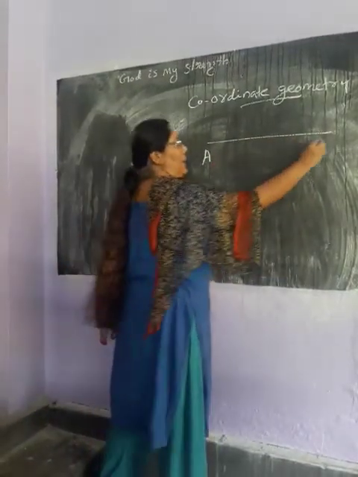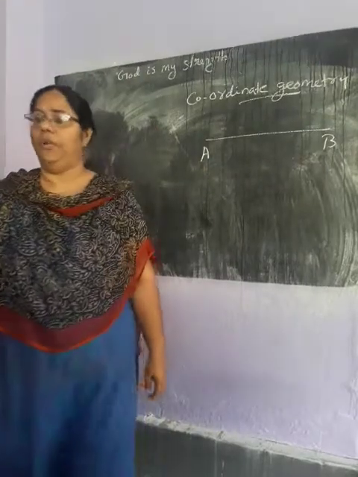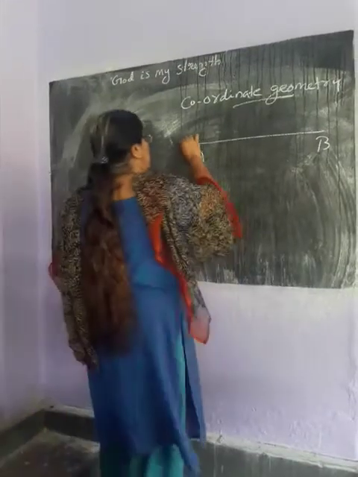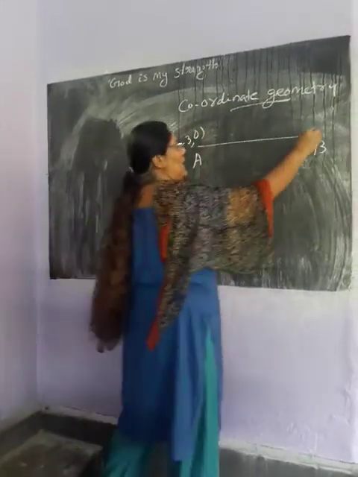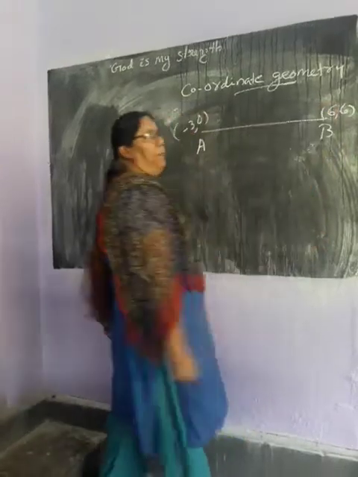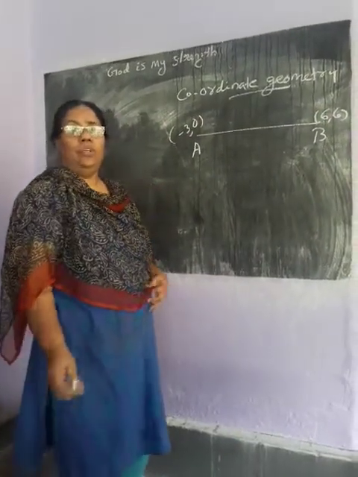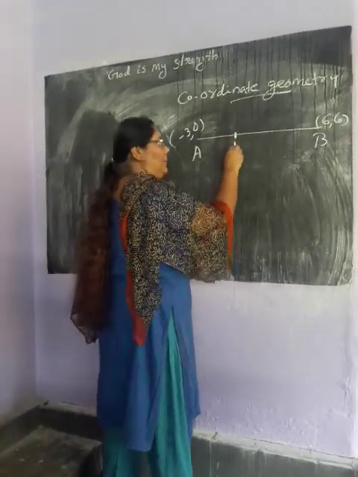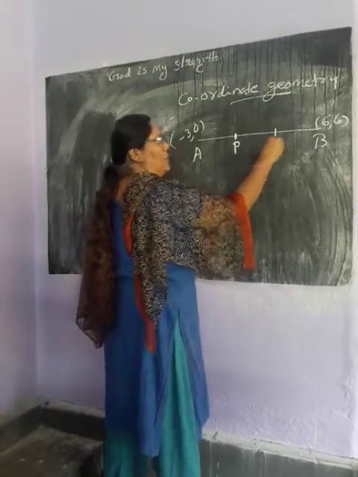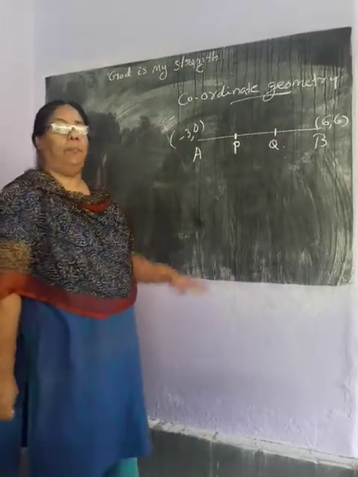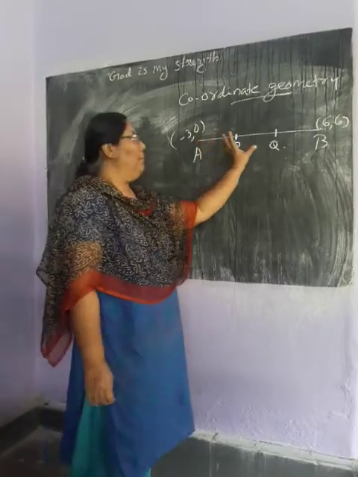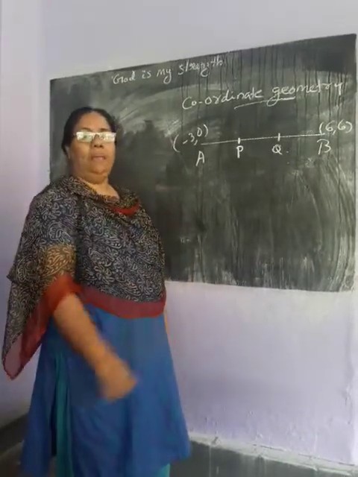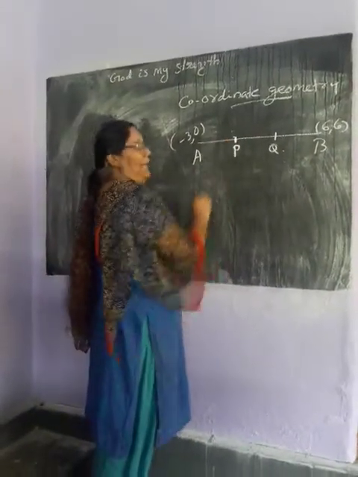Here A and B are the two endpoints, (-3, 0) and (6, 6) are the endpoints A and B. Our aim is to trisect. What's the meaning? Trisect means divided by 3. Look here. Here P and Q are the trisection points. AP is one part, PQ the second part and QB the third part. Understand? Our aim is to find the coordinates of P.